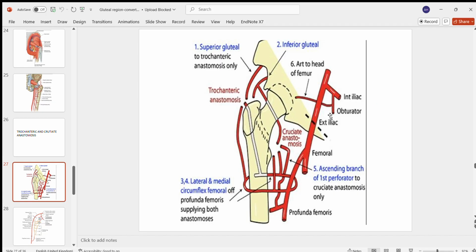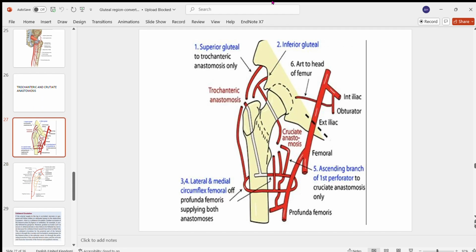The trochanteric anastomosis is taking place at the area of the greater trochanter of femur. It is formed by the superior gluteal artery, inferior gluteal artery, and the ascending branches of the lateral and medial circumflex femoral branches. And the cruciate anastomosis is between the transverse branches of the lateral and medial circumflex femoral arteries, the inferior gluteal artery, and the first perforating artery of the profunda femoris here. So this one is the cruciate anastomosis, and this is the trochanteric anastomosis.